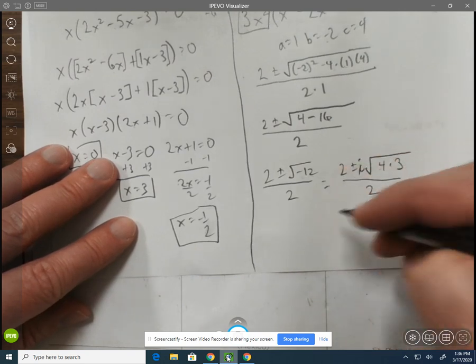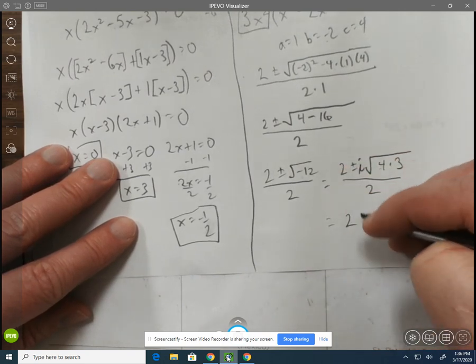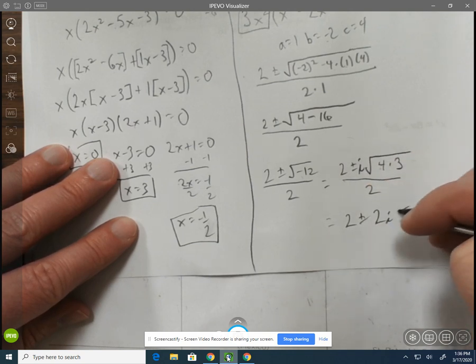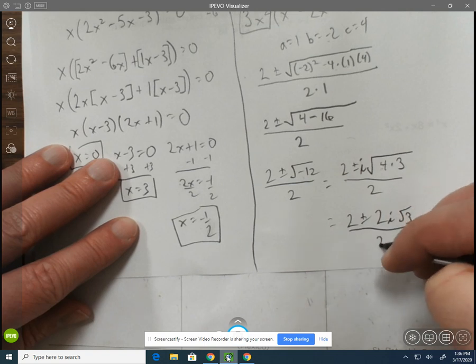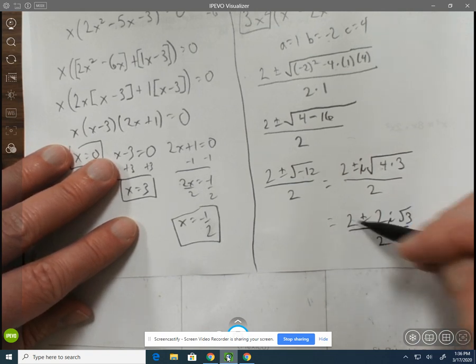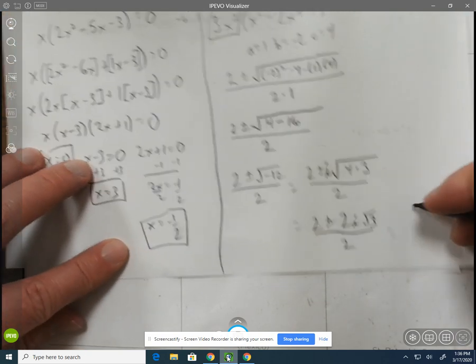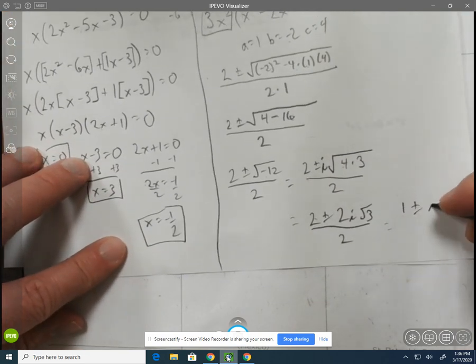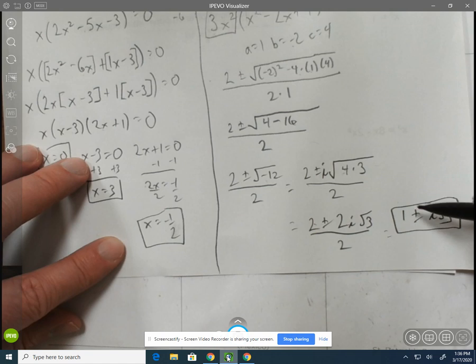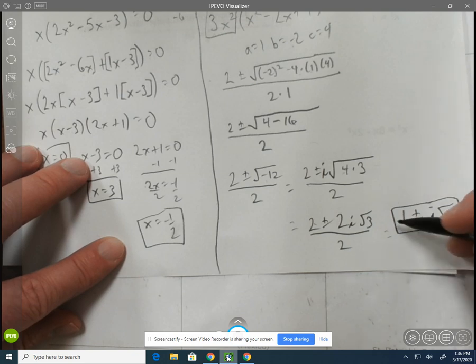And so now we can write this as 2 plus or minus the square root of 4, which is 2i, radical 3, over 2. And I'd be perfectly okay with this answer. If you want to catch, hey, wait a minute, all those are divisible by 2, you can write 1 plus or minus i radical 3 over 1, which you really don't need. So that's 2 of the solutions, 1 plus i radical 3, and the other solution is 1 minus i radical 3.